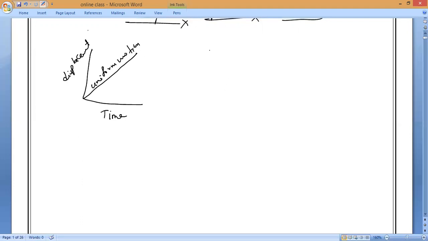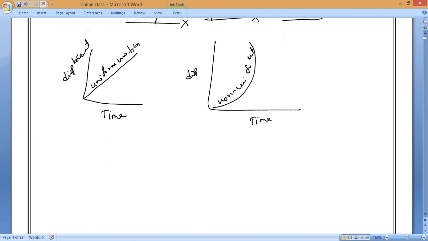Same graph, if we write it in a similar way like this, what is this called? Non-uniform motion. Yes or no? Same way, when we represent time here and distance here, now if we represent time versus speed or acceleration or velocity, then what will happen, guys?